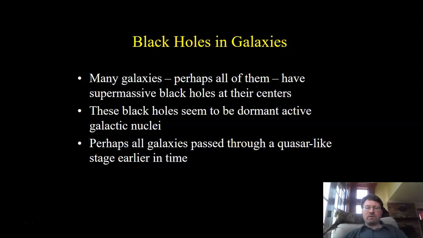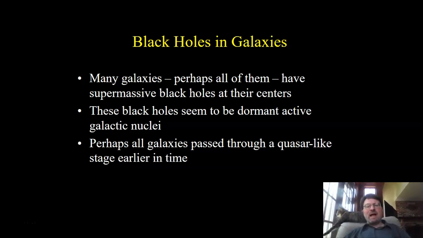These black holes are essentially dormant quasars, or dormant active galactic nuclei. Like, take the Milky Way galaxy's black hole, Sagittarius A star. It's no longer actively accreting, besides the occasional snack, gas from its surroundings. And so for the most part, it's inactive at this point. It's a dead quasar, so to speak.